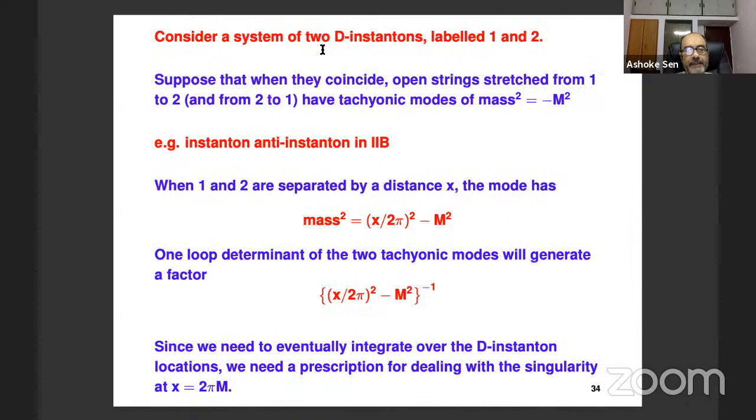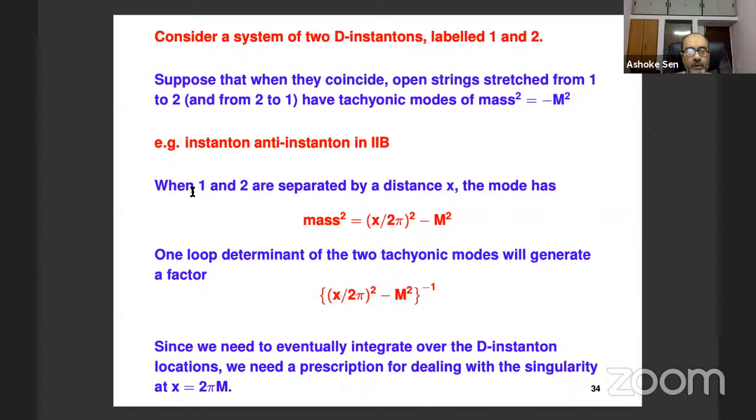So let's suppose that you have a system of two D-instantons. We label them by 1 and 2. And suppose that when they coincide, open strings stretched from 1 to 2 and also from 2 to 1 have tachyonic modes of mass square given by -m². This happens, for example, for D-instantons in two-dimensional bosonic string theory. And this will also happen for the instanton anti-instanton system in type IIB string theory. When they coincide, there is a tachyonic mode.